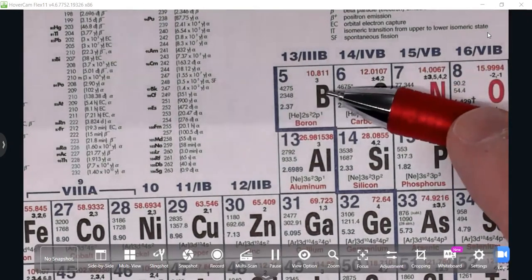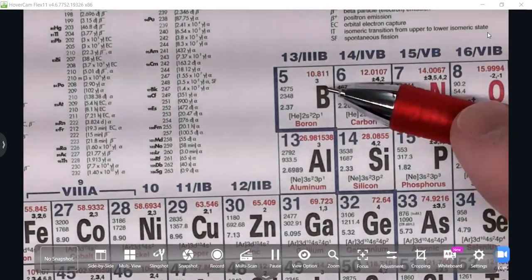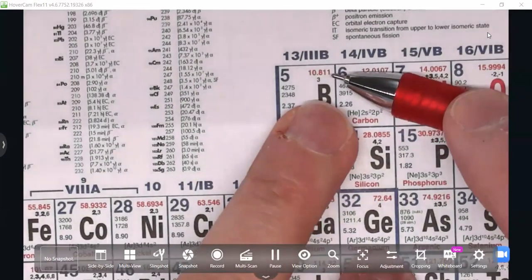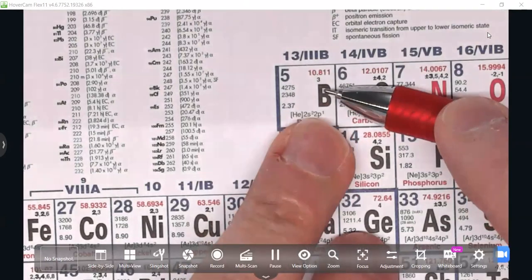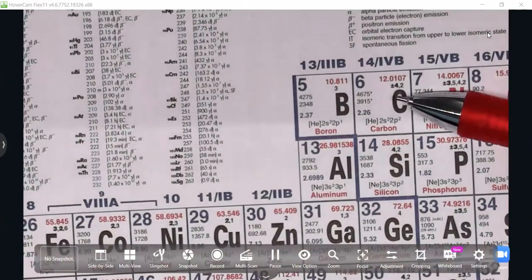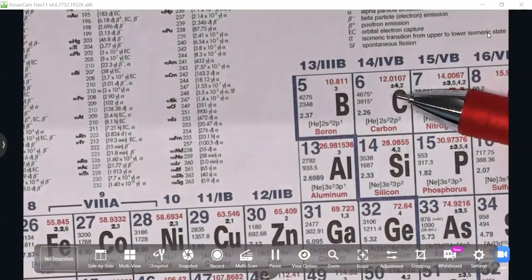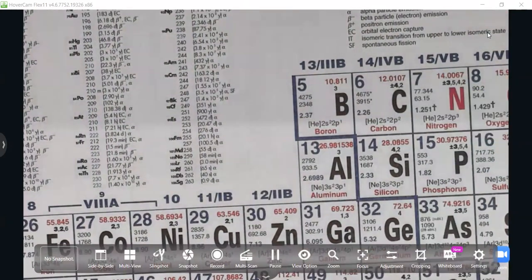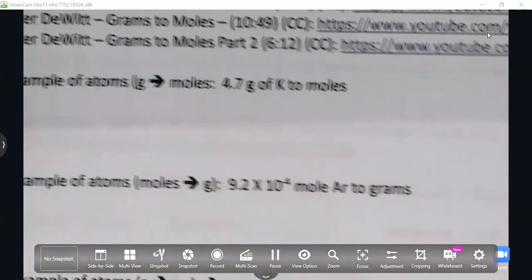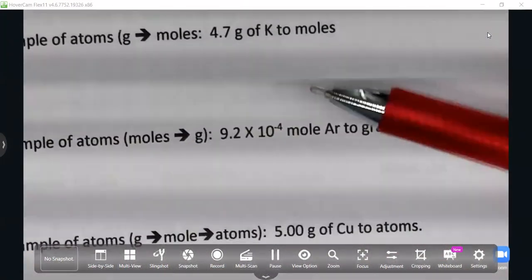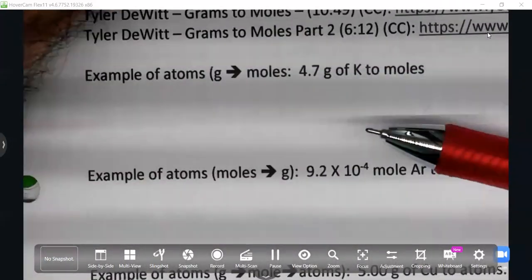Or we could use any ratio of this. So we could do 10 moles, right? We multiply it by 10. We could do 1/10 of a mole. So again, when we use these numbers, because we're going to do everything in grams, then we know we're doing moles.